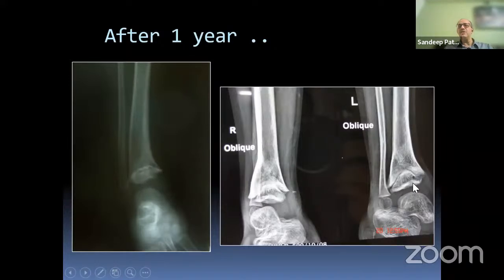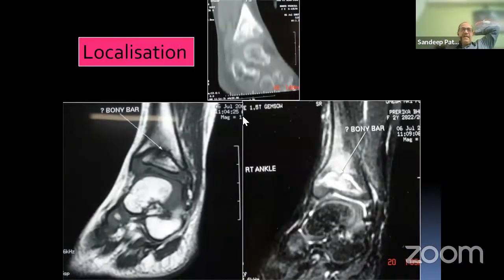You can see that joint line starts getting tented. This is after 1 year. So the joint line was getting deviated and the child was just 2-3 years old and long growth was remaining. She was the niece of one of the orthopedic surgeons around Pune. And we localized that physeal bar using again MRI and mapping. And then CT, MRI both.